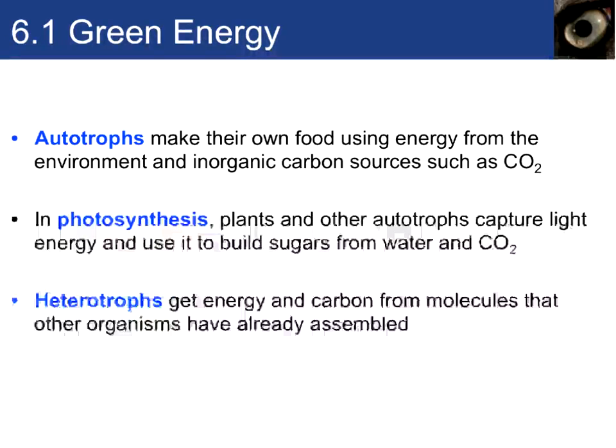One of the main ways that most autotrophs make their own food is through photosynthesis. In photosynthesis, plants and other autotrophs capture light energy, and then they use it to build sugars from water and carbon dioxide.